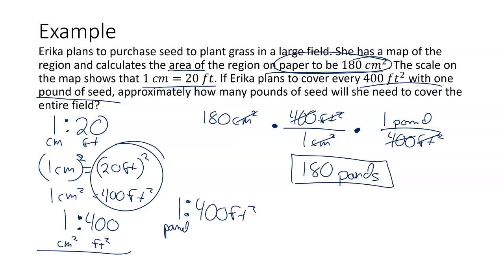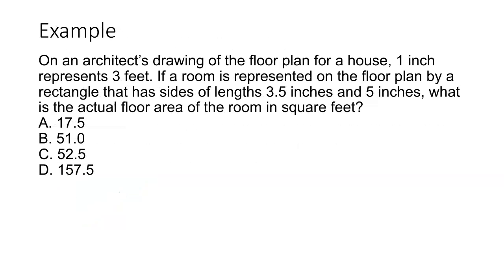Go ahead and take a look at the next slide on the dimensions of the room. Go ahead and find the area of that room using the scale. An architect's drawing on a floor plan for a house: 1 inch represents 3 feet. If a room is represented on the floor plan by a rectangle that has side lengths of 3.5 inches and 5 inches, what is the actual floor area of the room in square feet?